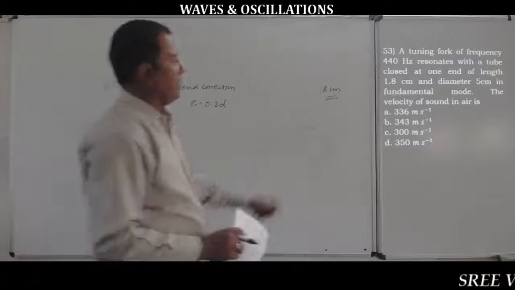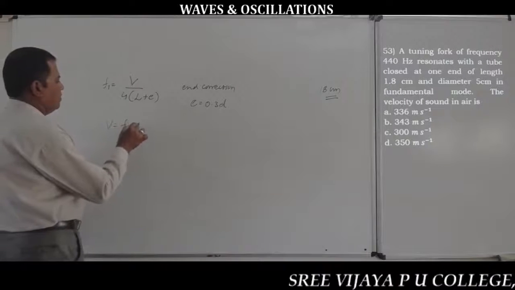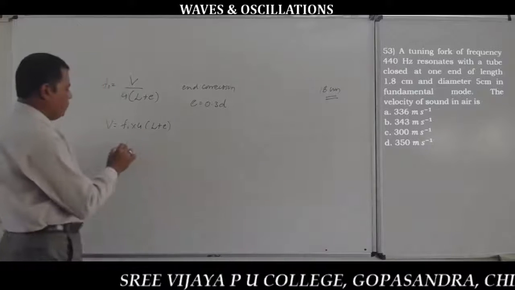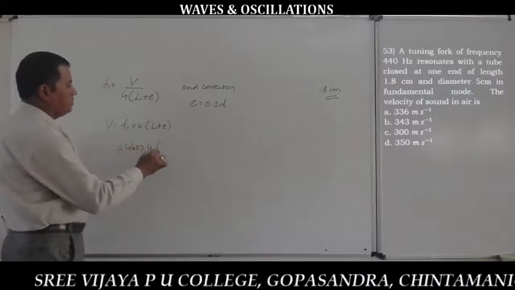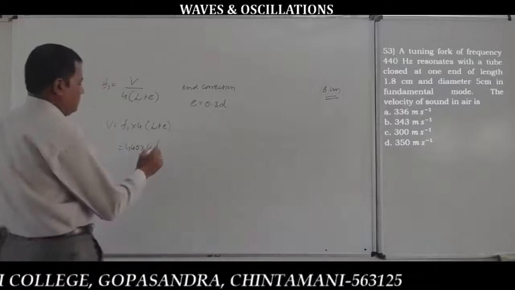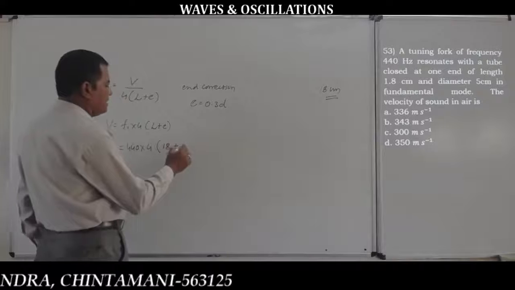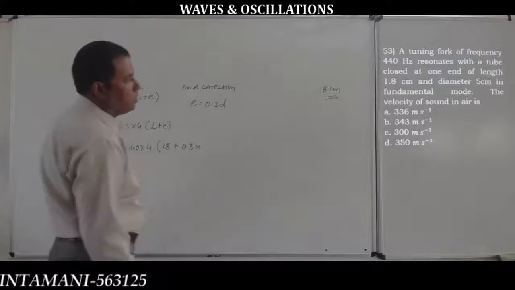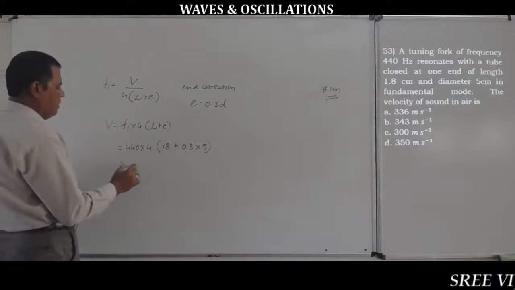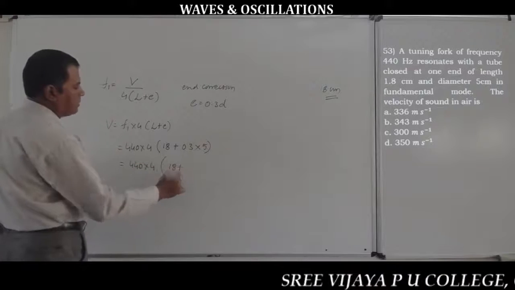This is the equation for fundamental frequency in a closed pipe after applying end correction. Here we are supposed to find the velocity of sound in air, V. V is equal to F1 into 4 into (L plus E). As given, the fundamental frequency 440 into 4, length is 18 centimeter, 18 plus E, and E should be taken as 0.3 times diameter. 0.3 into diameter 5. Here I have considered both the lengths in centimeter itself. 440 into 4 into 18 plus.